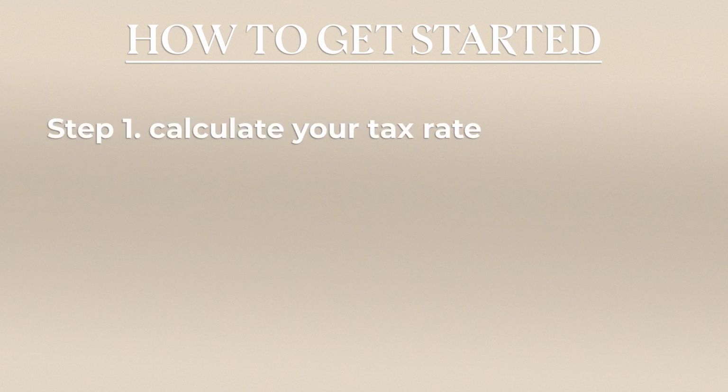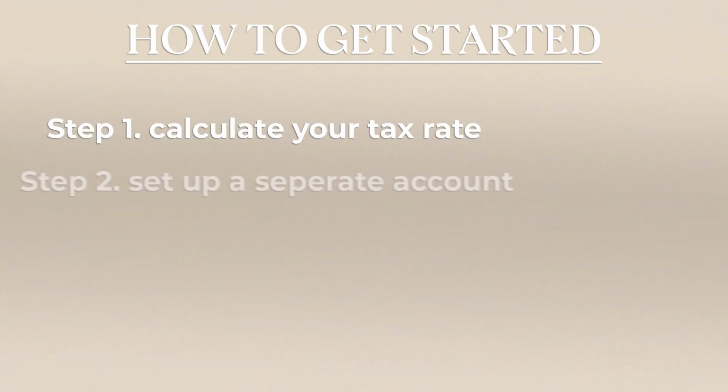Here's how you get started with the tax pot method. Calculate your tax rate. Estimate what percentage of your income you need to save for taxes. You need to include all the taxes here. So this could include your corporation tax, your VAT, personal tax if you're a sole trader, or if you have other income. Set up a separate account.